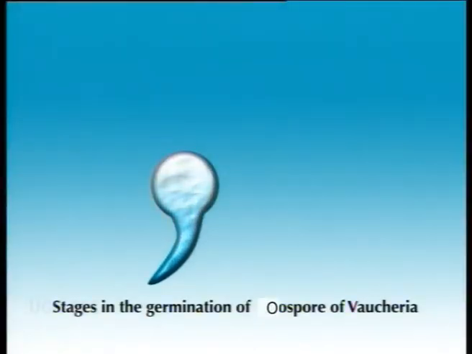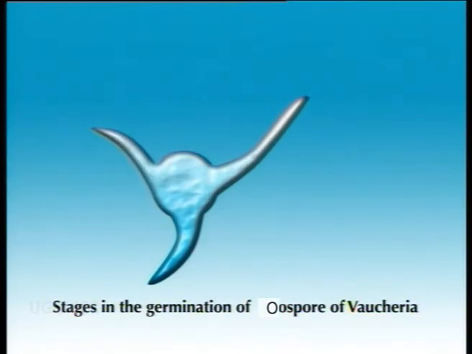The thick oospore wall ruptures. Through the split emerges a colorless germ tube, or a lateral outgrowth of the germ tube which forms the aerial system.